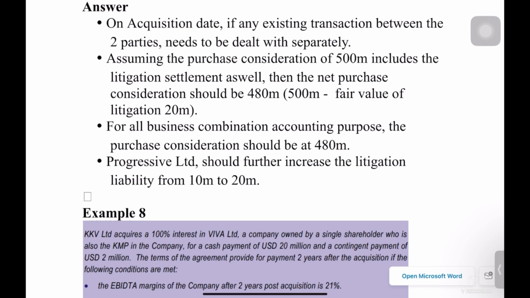So 500 million is the total consideration, and the estimated fair value of the litigation as on the date of acquisition is 20 million. So 500 minus 20, only 480 million will be considered as the purchase consideration. For all business combination accounting purposes, the purchase consideration should be 480 million. And Progressive Limited should further increase the litigation liability from 10 million to 20 million.